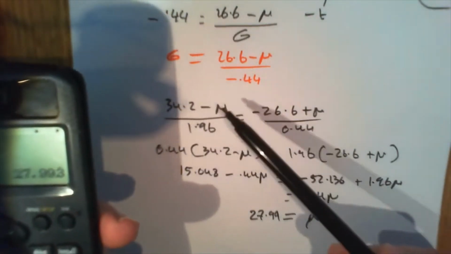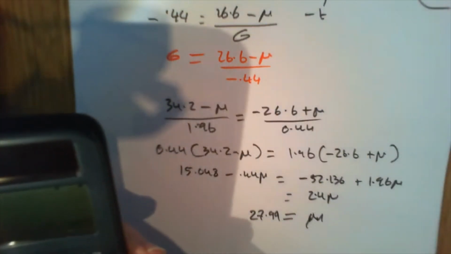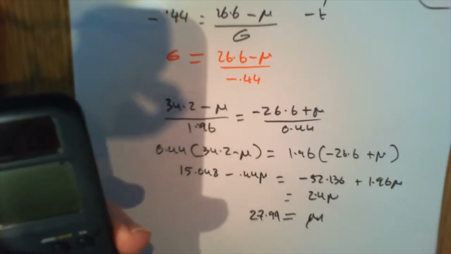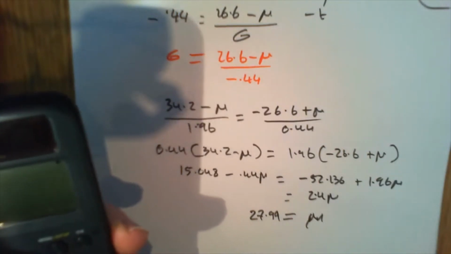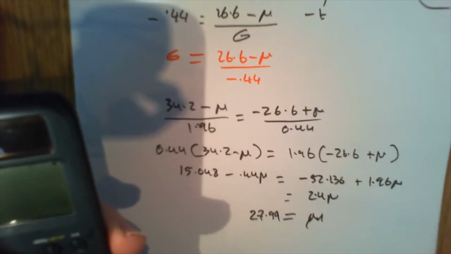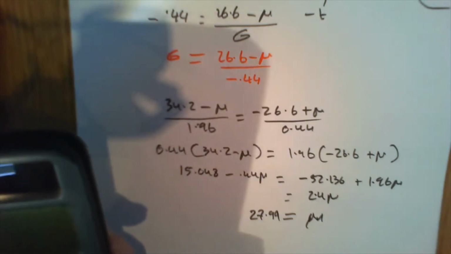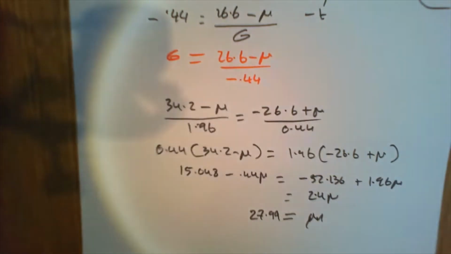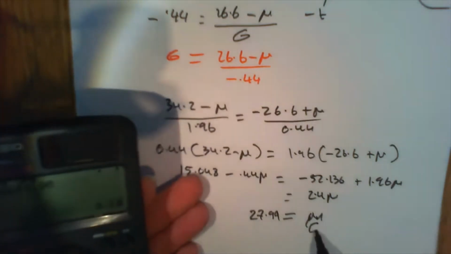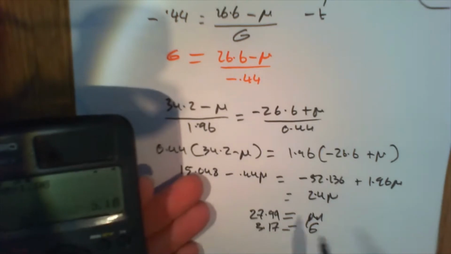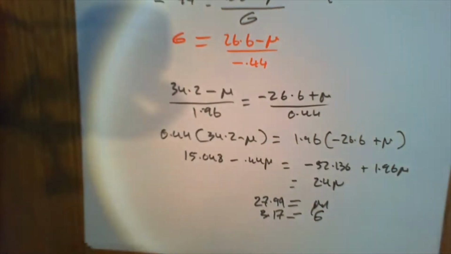So if mu is 27.99, I'm just going to pop it back in and find sigma. I'll put it into the easier of the two formulas. So 34.2 minus the answer divided by 1.96, and we're getting a sigma of 3.17. Sigma of 3.17. Okay, now that's a bit of a toughie.